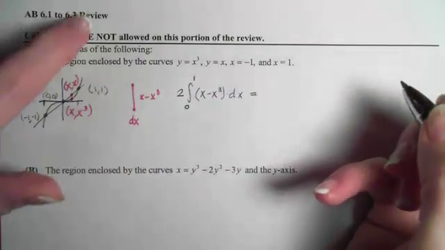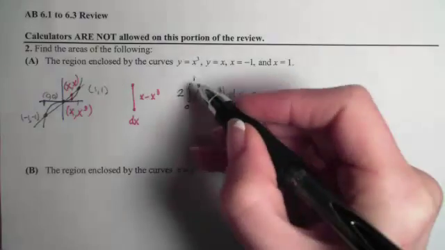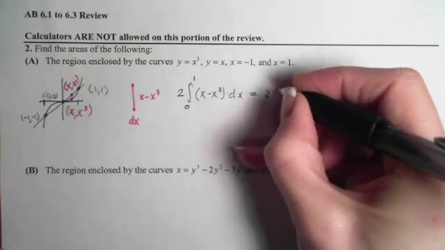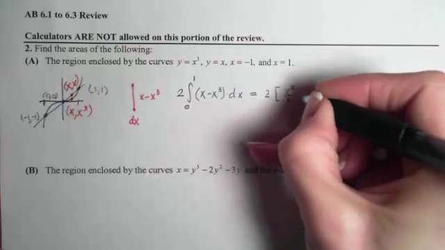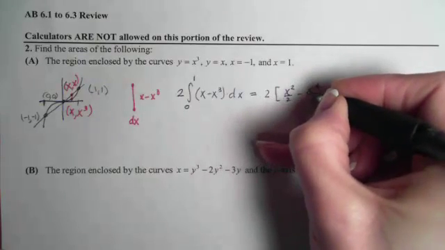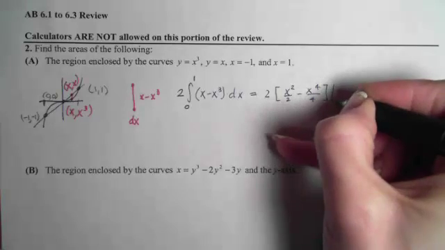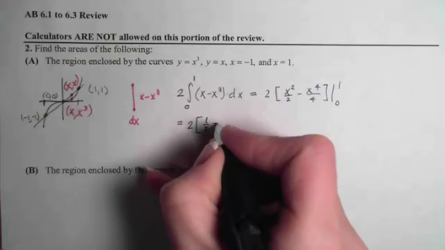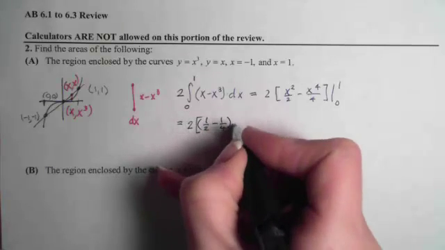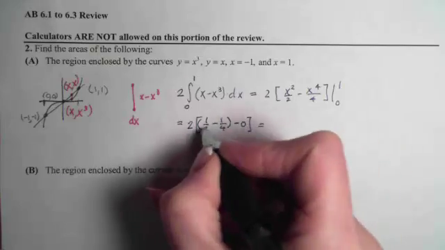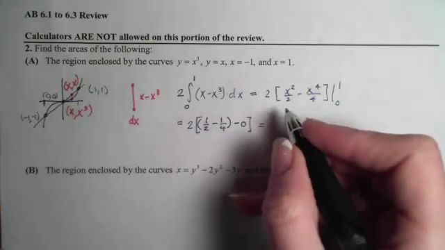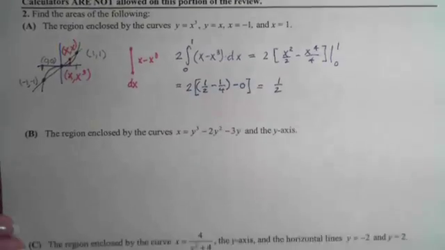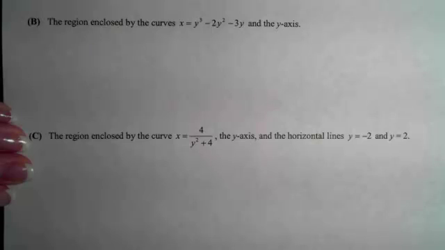So if I do that, I don't have a calculator, so I've got to finish it up by answering the question, what did I take the derivative of with respect to x that gave me that inside? And the answer is x squared over 2 minus x to the 4th over 4. I'll evaluate that from 0 to 1, which means I plug in the 1 first, and then I plug in the 0. So a half minus a fourth is a fourth, times a 2 gives me a 1/2. Okay, next one. Same thing.